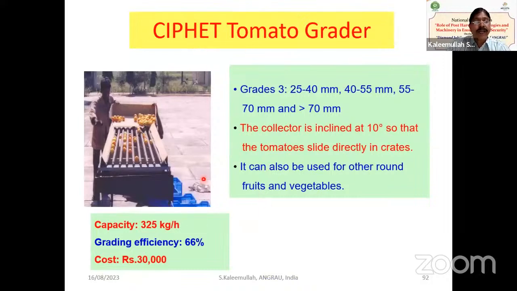Whenever you want to grade bigger and smaller sizes, this is a very simple device, having a number of pipes. The distance from one pipe to the other on the top will be less, and as it progresses downwards, the gap will be very high. Thereby, we can get n number of grades, right? Its cost is also very, very less. And you can separate at least 3 or 4 grades and sell in the market.